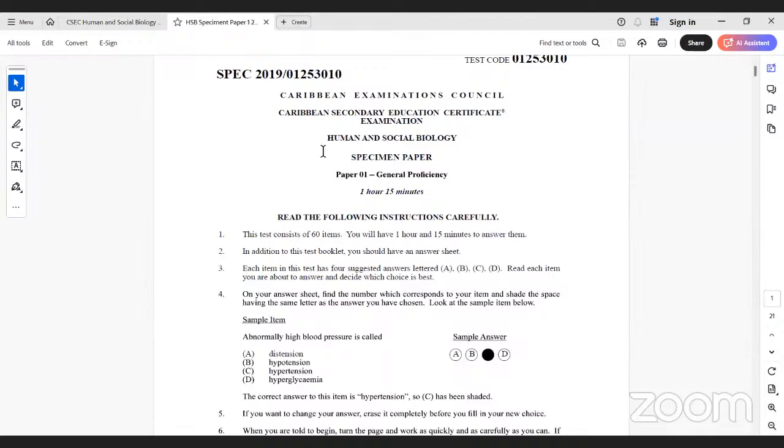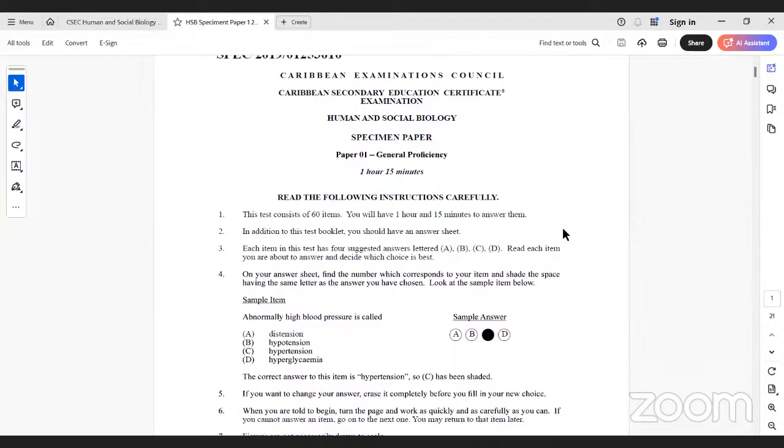So we will use the specimen paper. That's the paper that CXC puts out to let us know what to expect. It tells you that you have an hour and 15 minutes, which means you have a little over a minute. It's 60 questions, so you have a minute and 15 seconds to do each question. But hopefully you're not going to take a minute and 15 seconds. You want to spend about 20 seconds reading the question and about 30 seconds answering, so you should have some left over.